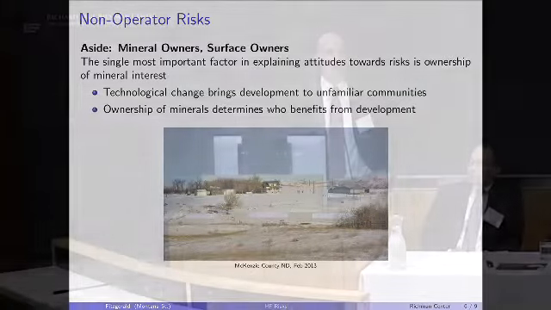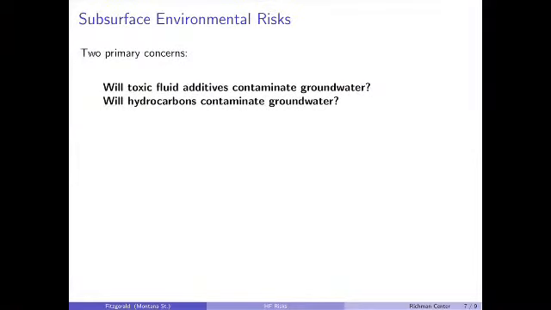it's some sort of weird discontinuous relative risk aversion. I'm not really sure. I'm sure there's some economic breakthroughs to be had, but I'm going to try to talk about the subsurface environmental risks and then the surface environmental risks. I think there are really two questions about subsurface environmental risks.